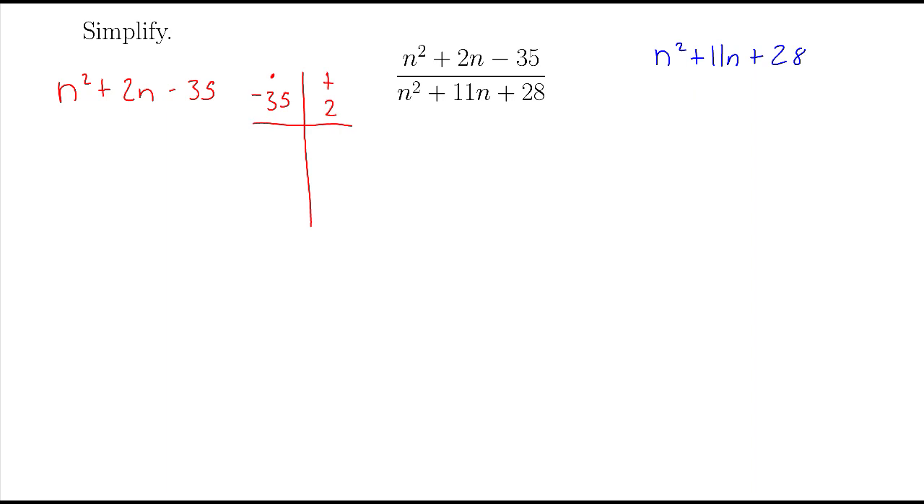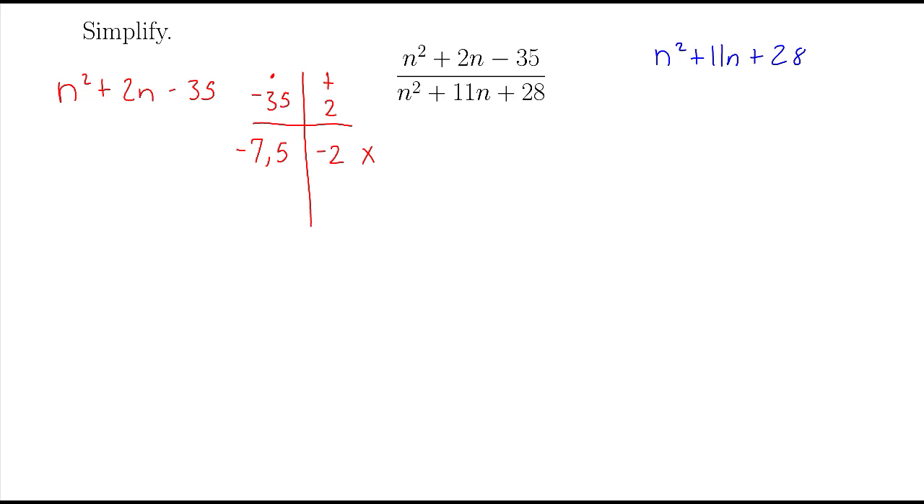Okay, and so I know that 7 times 5 is 35. And since it's a negative, we need it to multiply together to be a negative. We need to have a negative value. Okay, at least one of them has to be negative. So if we had negative 7 times 5 is negative 35. Negative 7 plus 5 is negative 2. That's not quite what we want.